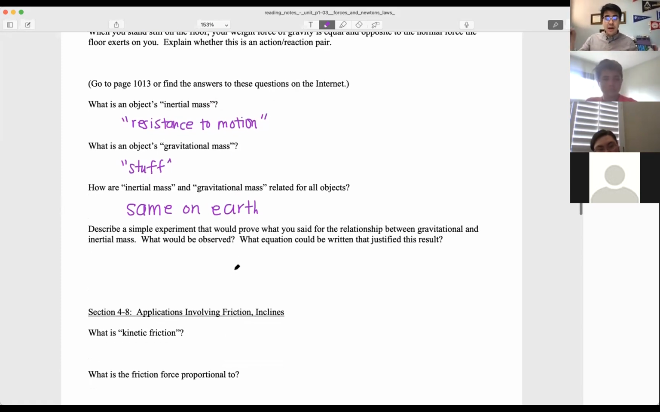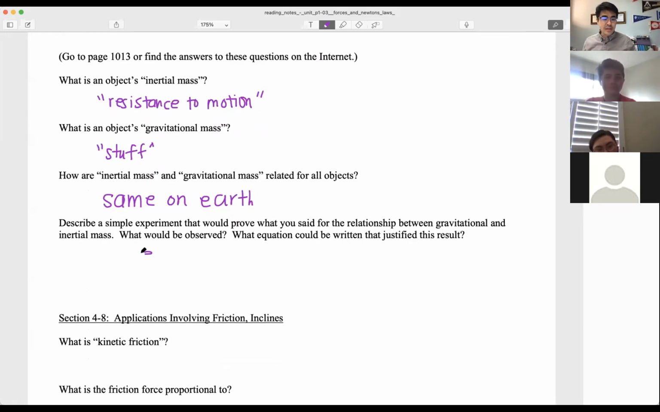So that's why, and I'm jumping ahead a couple chapters, that's why we have this equation here, which is G M1 M2 over R squared is equal to mg, right? That's why this is true. This one's the gravitational mass. This one's the inertial mass formula.